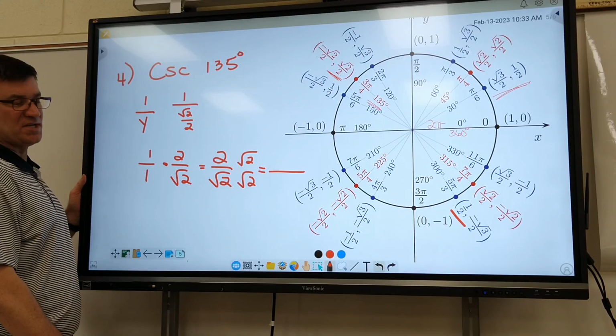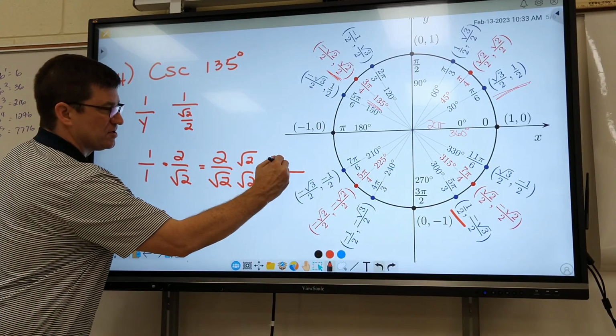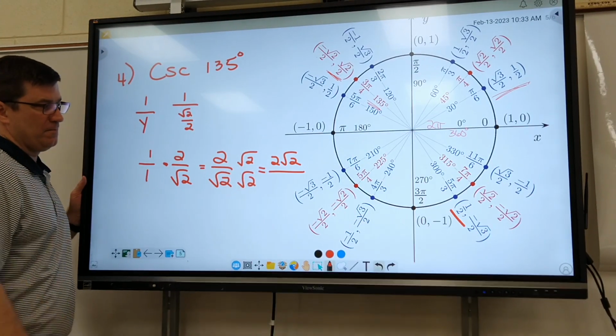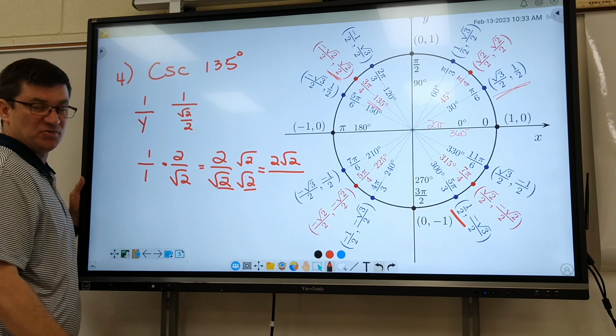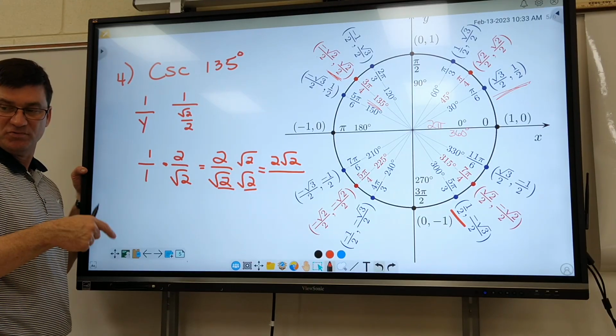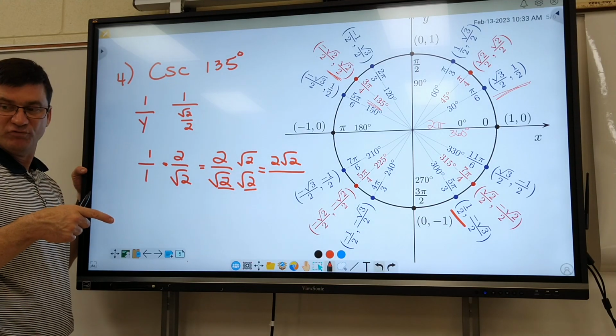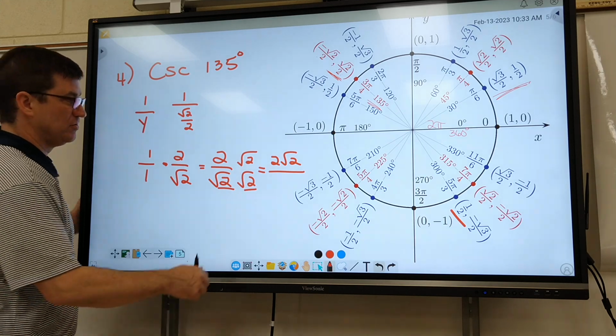So, watch me on top. You can't times these two numbers, so I just bring them both over. The bottom, I can times those two because they're both square roots. What's root 2 times root 2? Root 4, which is just 2.